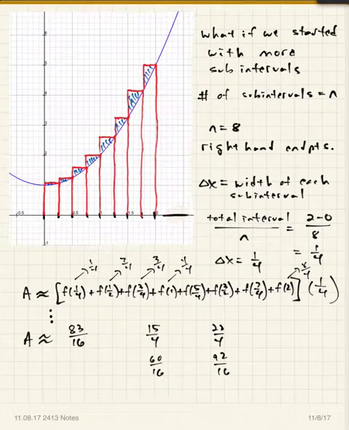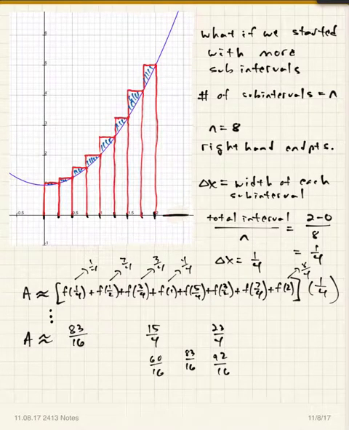So 83/16, what is it doing? It's sitting between these two. And that should definitely be the case. And we expect that this is a better approximation for the area. So this idea of increasing the number of subintervals seems to be a procedure that would allow us to improve our approximation.